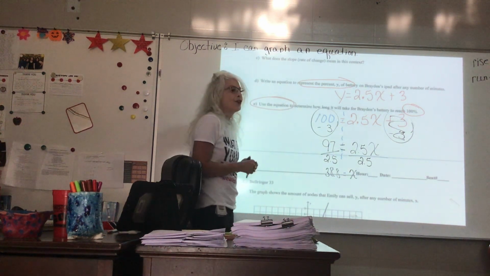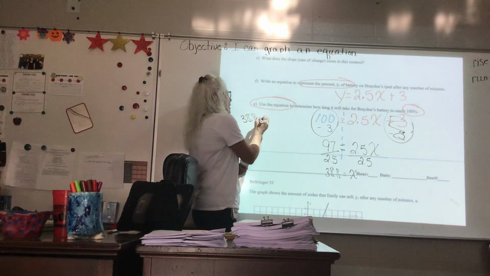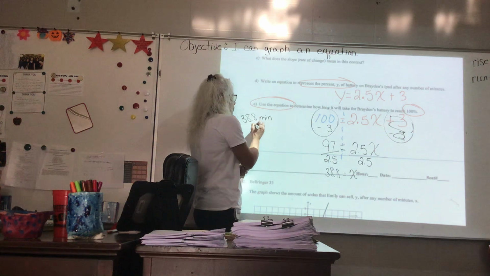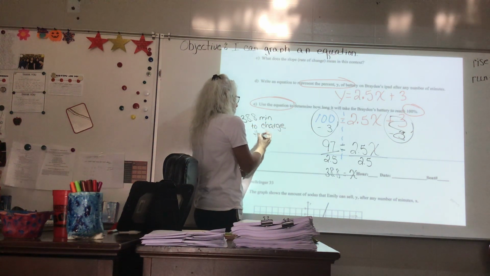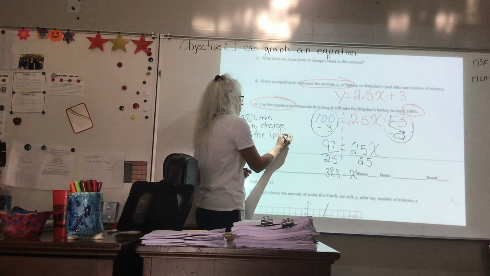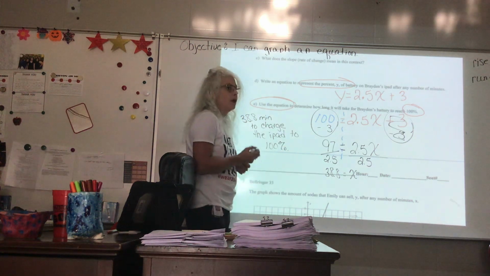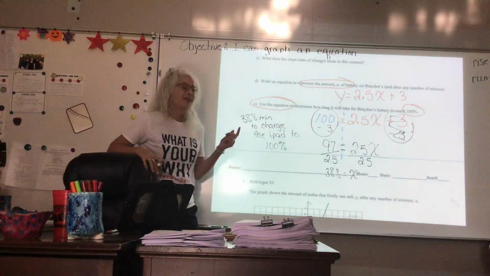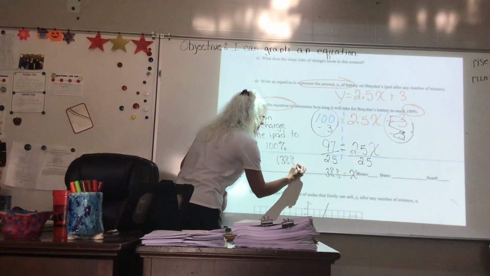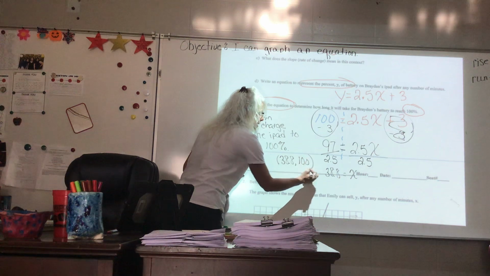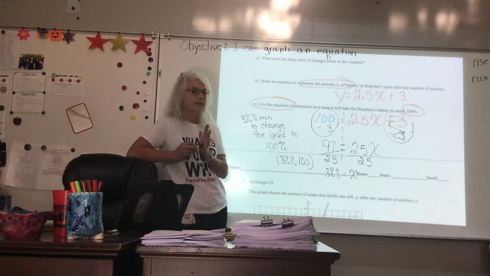So it's going to take 38.8 minutes to charge the iPad to 100%. A short way you could write that sentence is saying 38.8 minutes, 100% iPad as an ordered pair. I want both while you're learning.